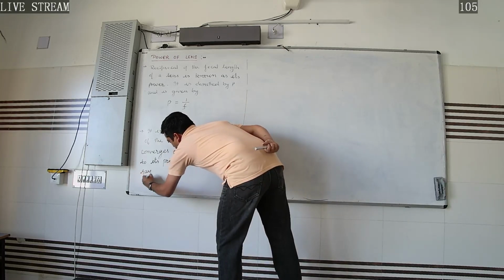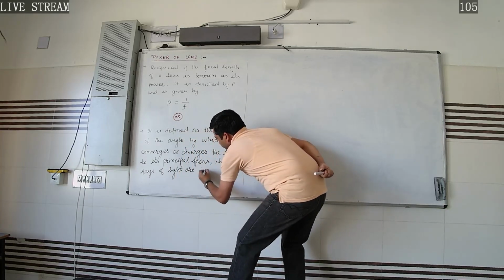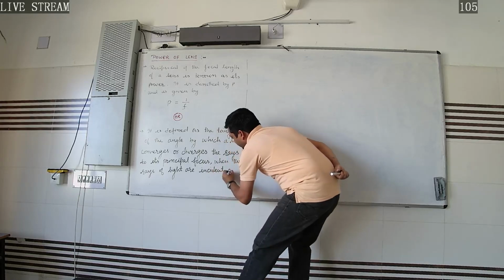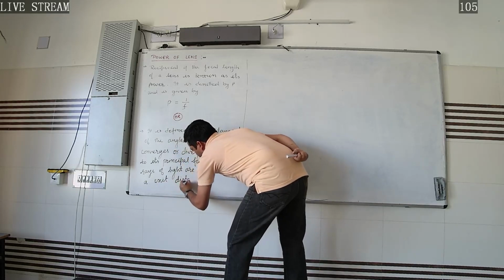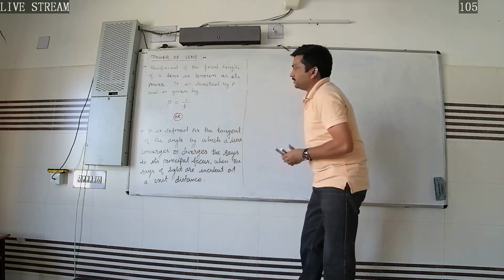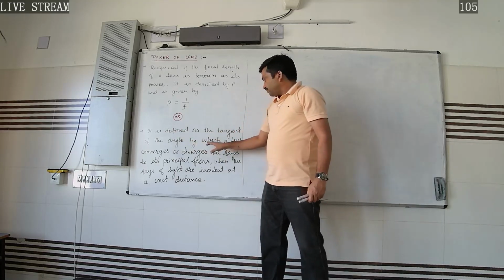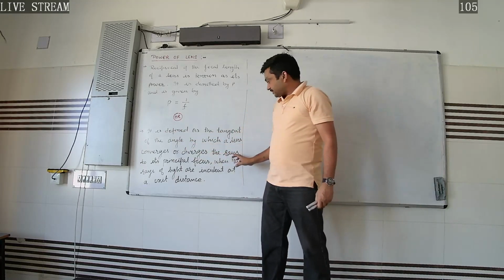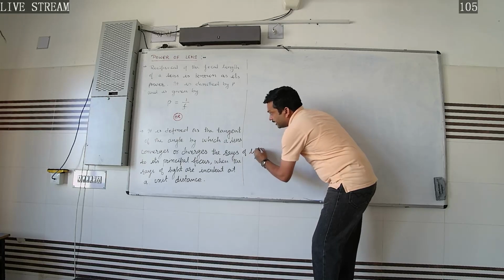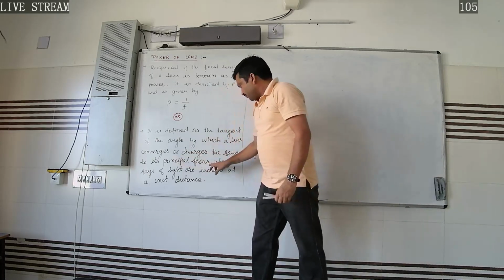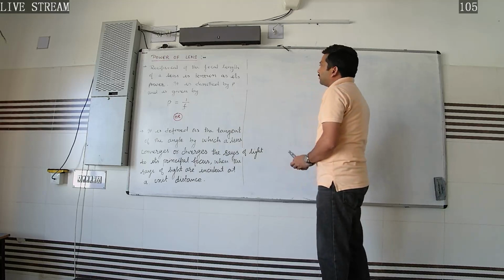at a unit distance. So in this way we can define, again I am defining, it is defined as the tangent of the angle by which a lens converges or diverges the rays of light to its principal focus when the rays of light are incident at a unit distance. That is what we call power of lens.